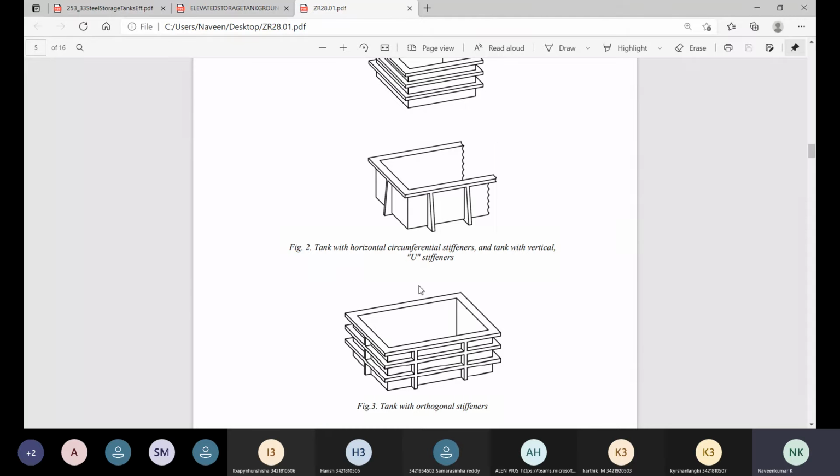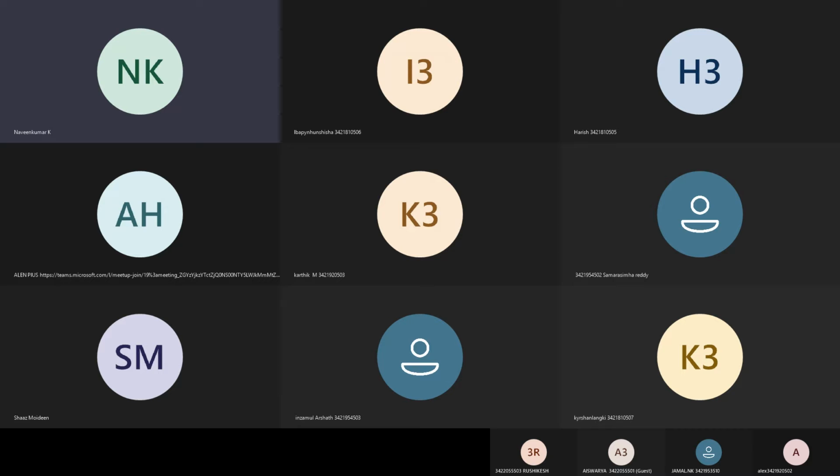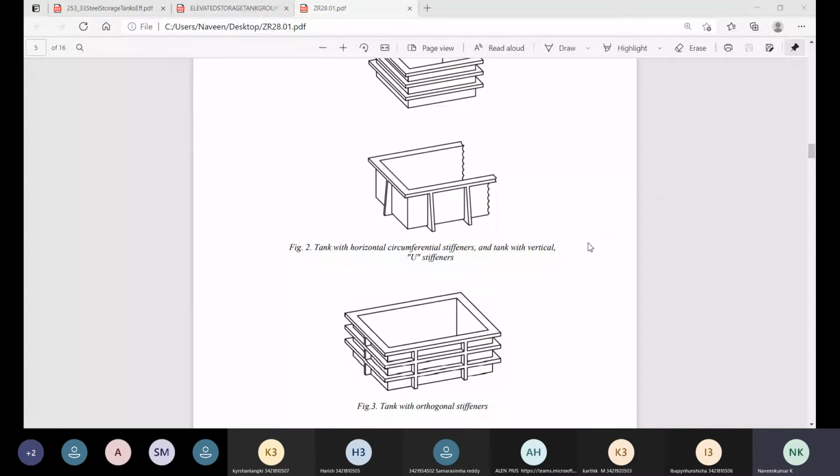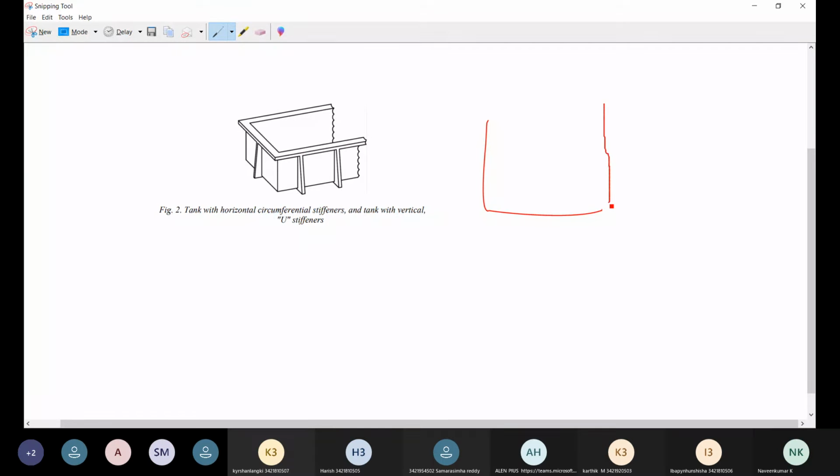Okay, so with buckling, for example, the shape of the steel water tank will be changed. In which way will the buckling happen? The buckling will happen in the vertical as well as the horizontal direction. Can you able to see the screen? Yes, yes. Correct, correct.